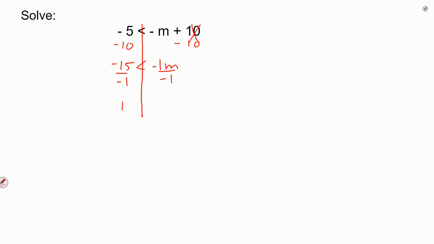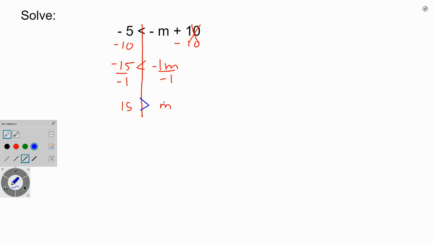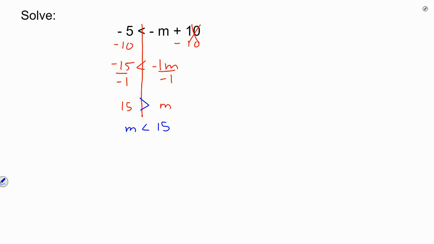So I get 15 and m. Now, since I divided by a negative here, I divided by -1, we are going to flip this inequality to be a greater than. So what that tells me is that all of my solutions are smaller, since the arrow's pointing there, smaller than 15. So I could write it this way, or I could write it as m is less than 15. Whichever one makes sense to you is fine, so long as the arrow is still pointing at the same thing.